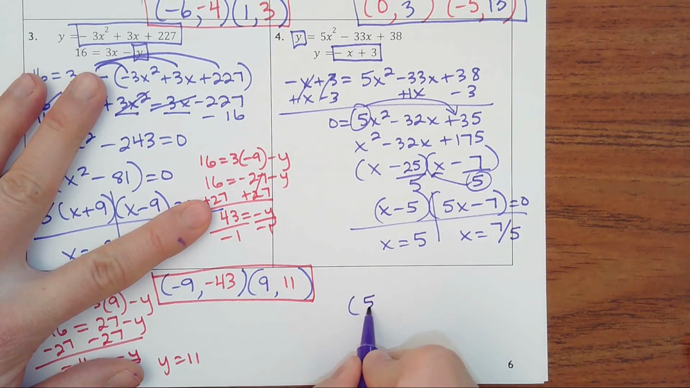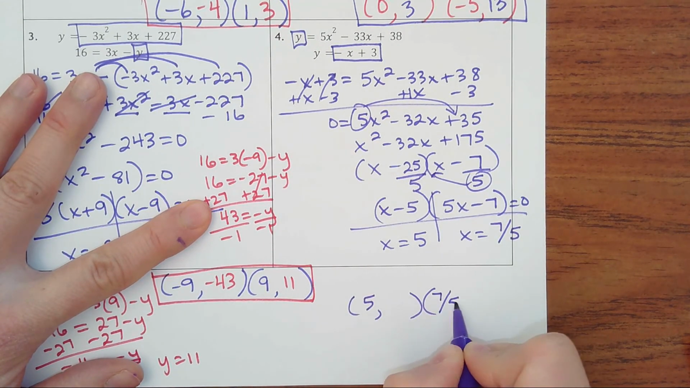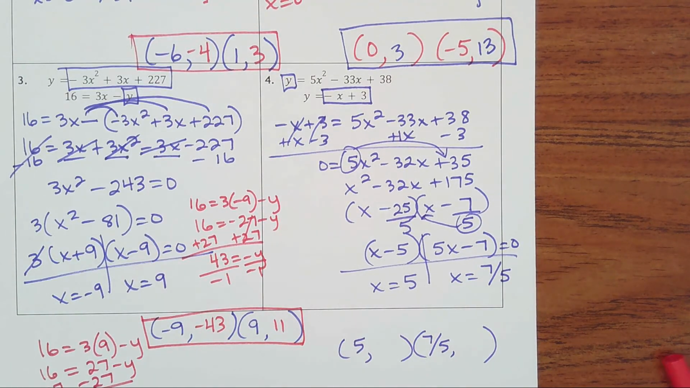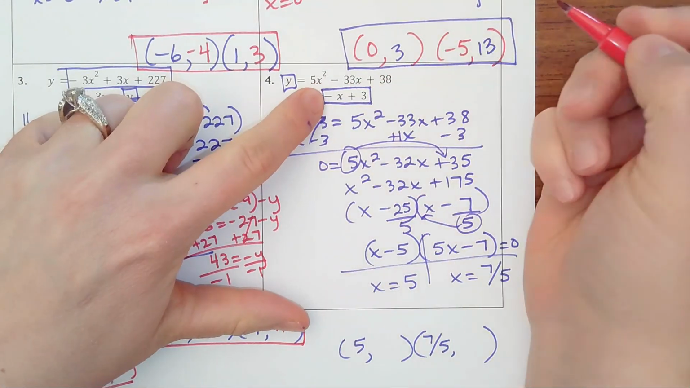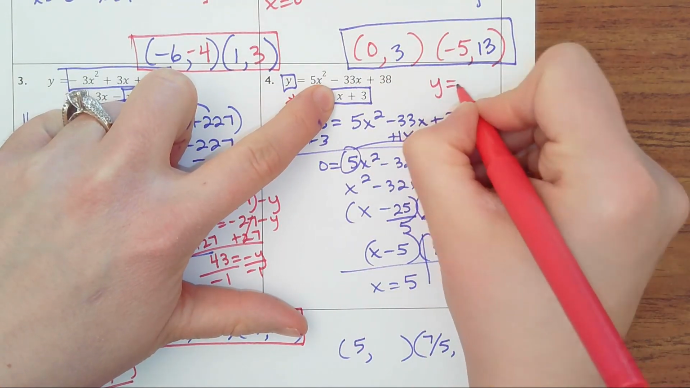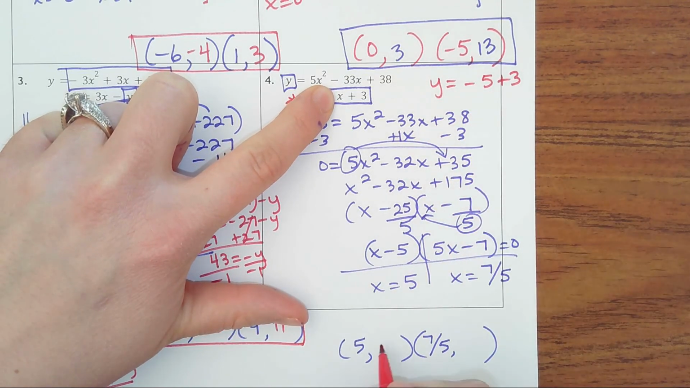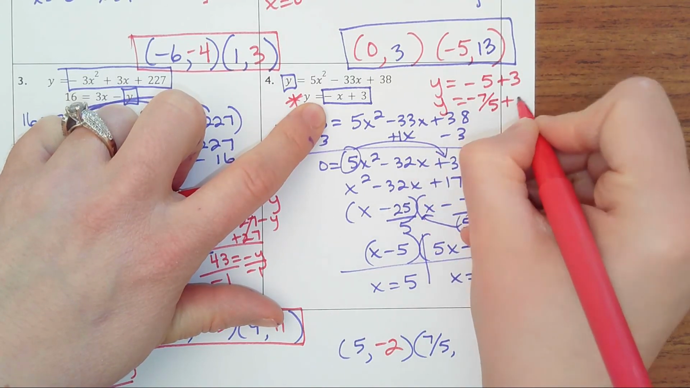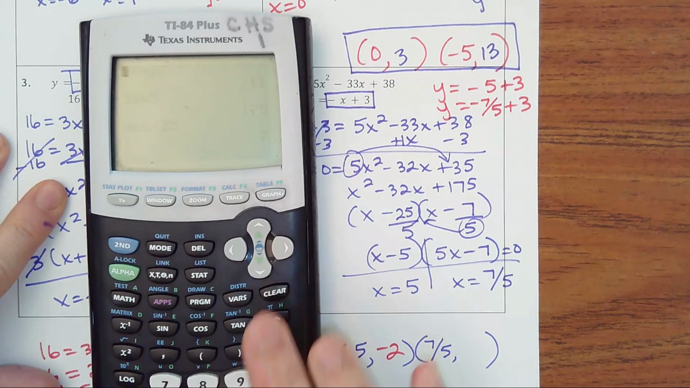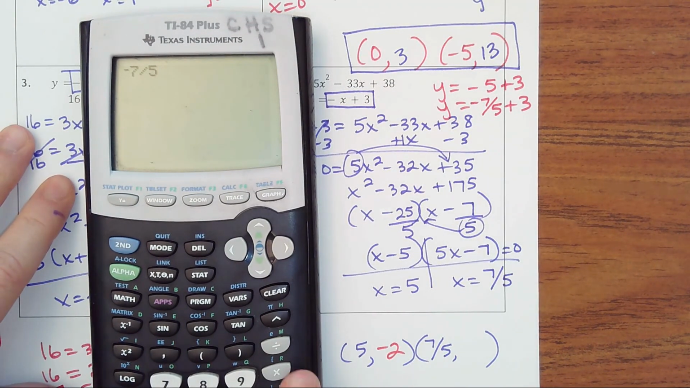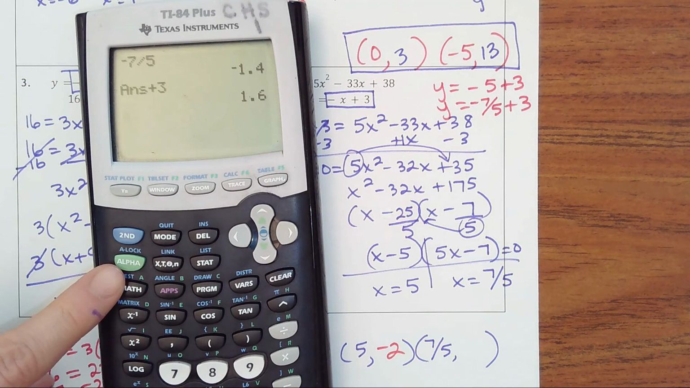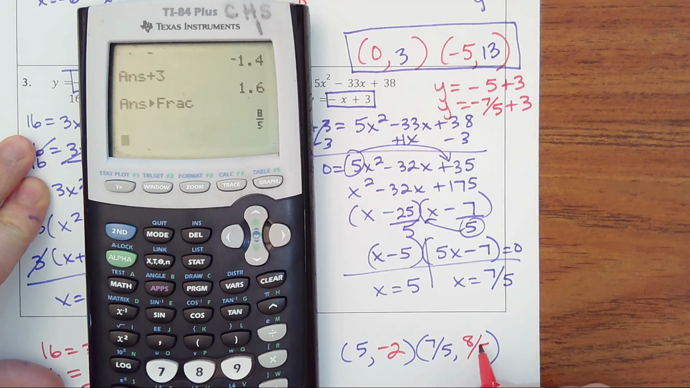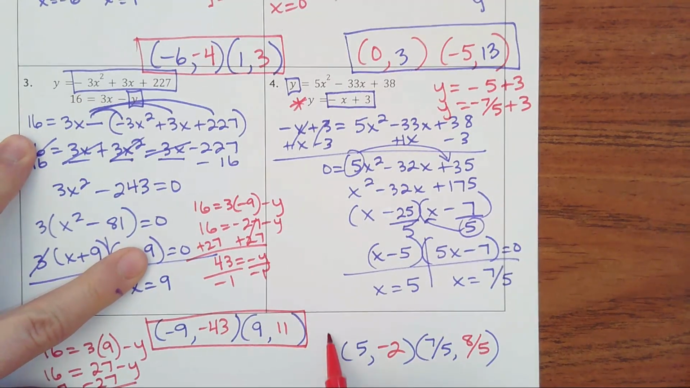Okay. So then I'm going to plug it back into this linear one. Linear one says a negative of my x, so I'm going to put a negative of 5 plus 3. That would be negative 2. And then this one is going to be a negative of 7/5 plus 3. You can do that on your calculator if you want. Negative 7 divided by 5. Add 3 to that, which gets me a decimal. Go to math, enter, enter, and gives me 8/5. And those are my 2 points that are my solutions.